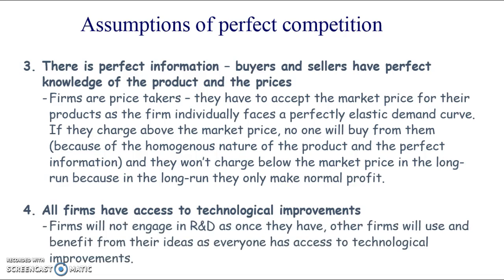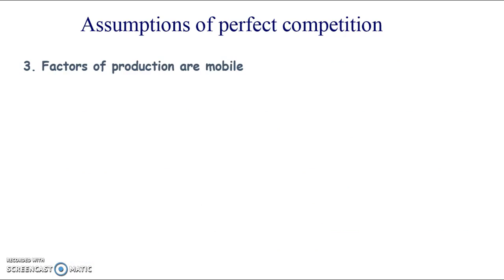And all firms have access to technological improvements. So what this means is that firms don't tend to engage in research and development, as if they did, other firms would be able to use and benefit from their ideas because there's perfect information in the market. So we're not going to see lots of dynamic efficiencies emerging in this market because of investment in research and development and innovation and invention.